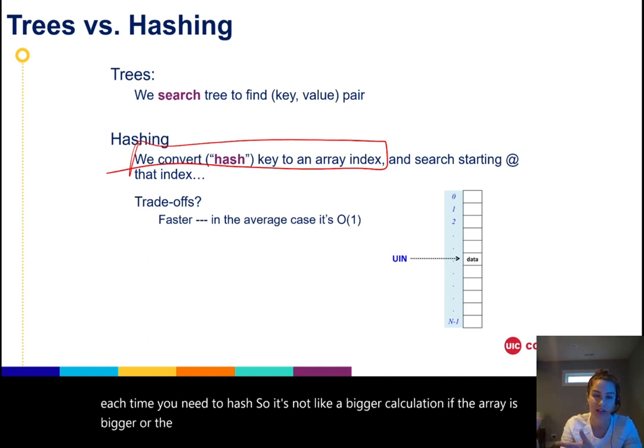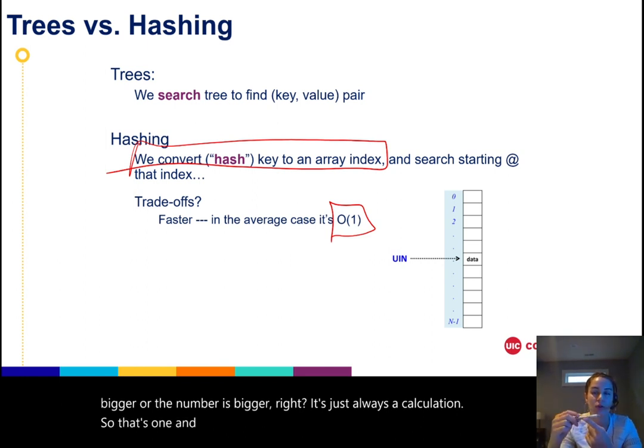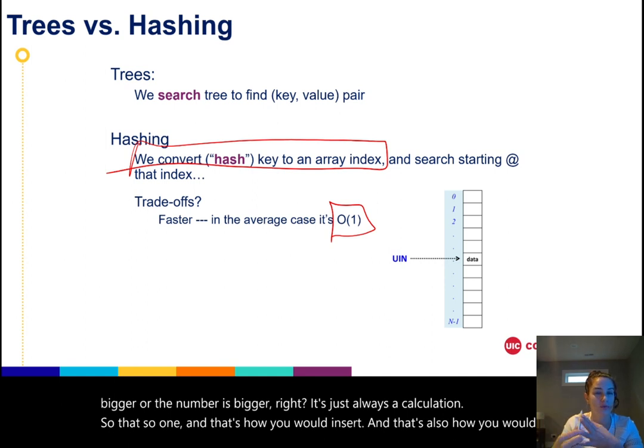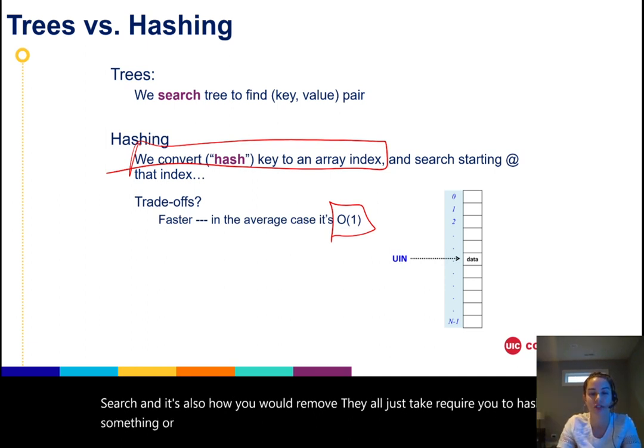It's just always a calculation. So that's O(1). And that's how you would insert, and that's also how you would search, and it's also how you would remove. They all just require you to hash something or run something through a hash function. So hashing is faster than using a tree.